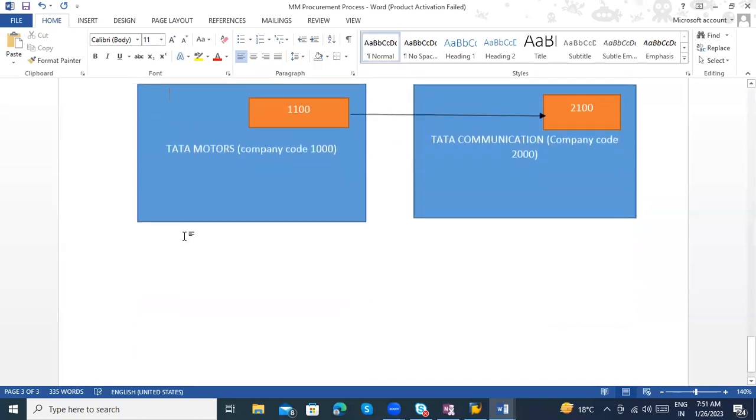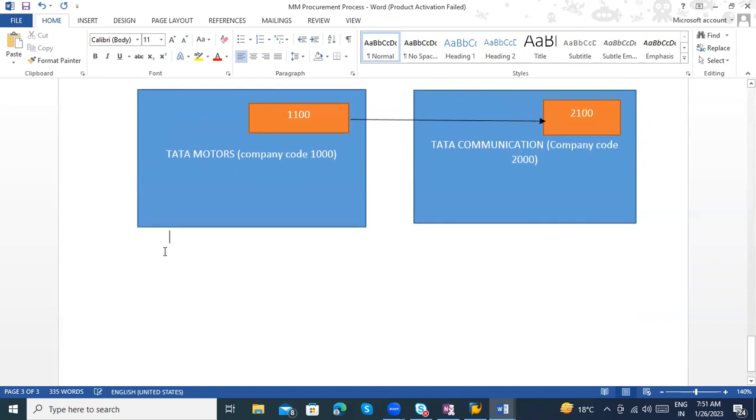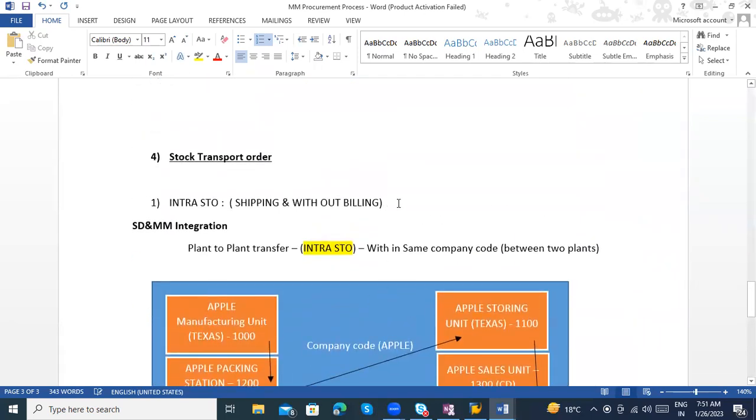Other than this one, we have three more concepts in the STO, if we don't want to go with shipping and billing. Okay, so a normal stock transfer order only with MM route. There is no SD. But if you see here, this is the MM and SD route both.